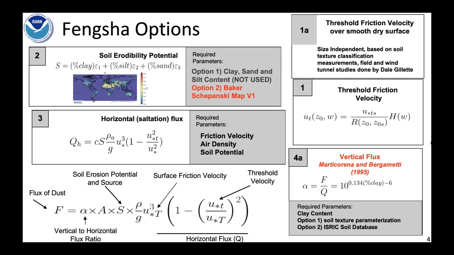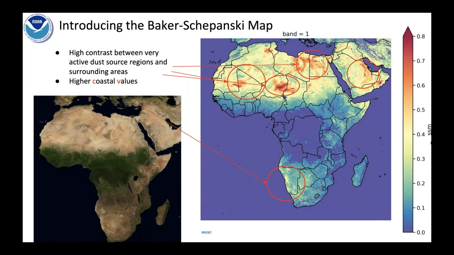The other thing that makes Fengsha unique is our new source term. We developed a new sediment supply map so that we can tell where the probability of dust is more likely to occur. And so that's the next thing I want to talk about.